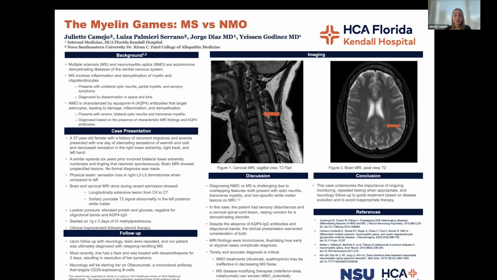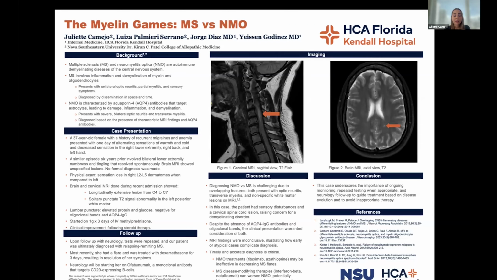When we did imaging, it revealed a longitudinal extensive lesion from C4 to C7 on cervical MRI, which in figure 1, you will see right there, this longitudinal lesion that expands 2 vertebrae. And then also at the same time, we saw a punctate T2 hypersensitivity in the left posterior white matter on the brain MRI, which is figure number 2. The lumbar puncture that we did showed elevated protein and glucose, but it was negative for both oligoclonal bands and aquaporin 4 IgG antibodies.